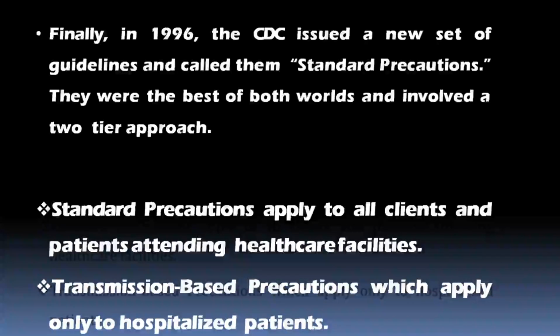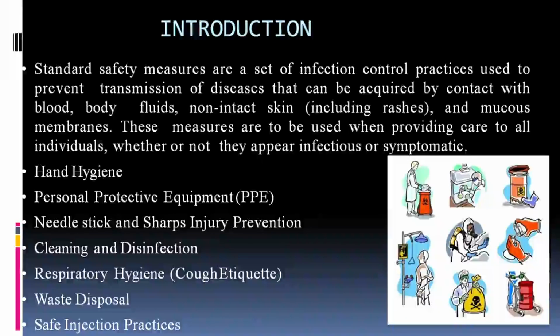Finally, in 1996, the CDC issued a new set of guidelines and called them Standard Precautions. They were the best of both worlds and involved a two-tier approach. Standard precautions apply to all clients and patients attending healthcare facilities. Transmission-based precautions apply only to hospitalized patients.